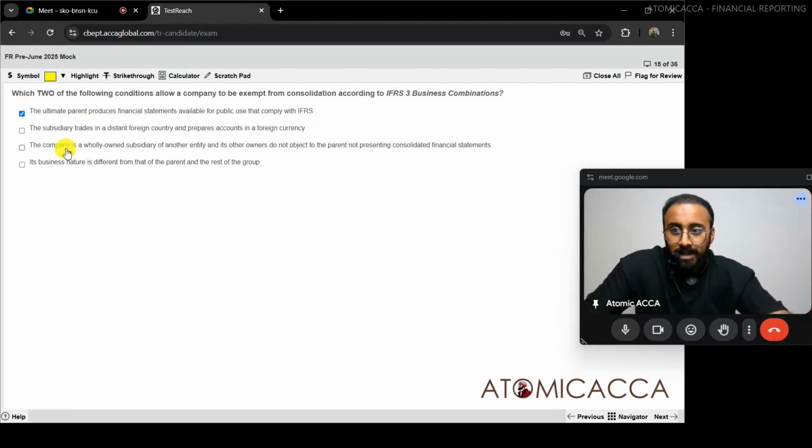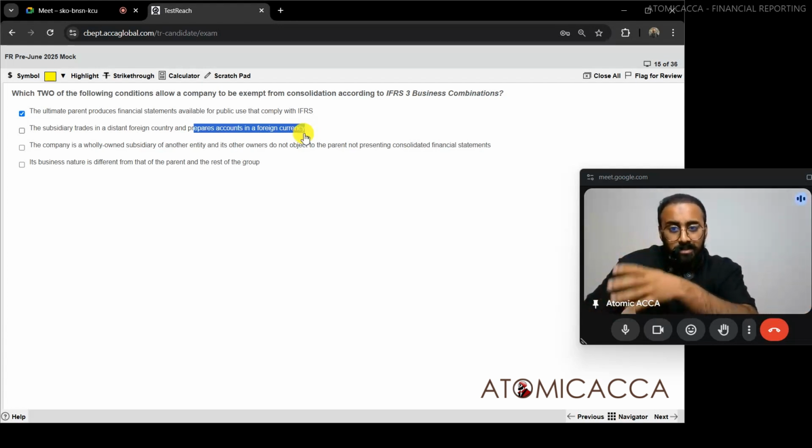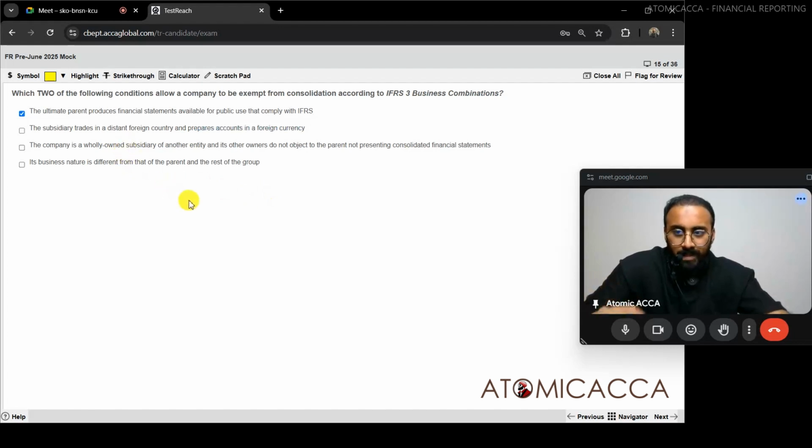True. Option B: the subsidiary trades in a distant foreign country and prepares accounts in a foreign currency. That doesn't matter. When you make a consolidated financial statement, that foreign currency FS is supposed to be translated to the parent company's currency, and then you make a consolidated statement according to that. So that is out.